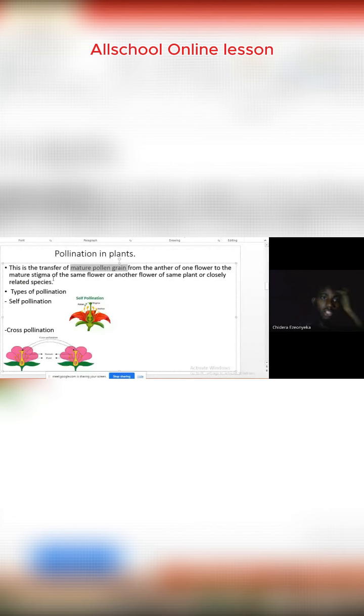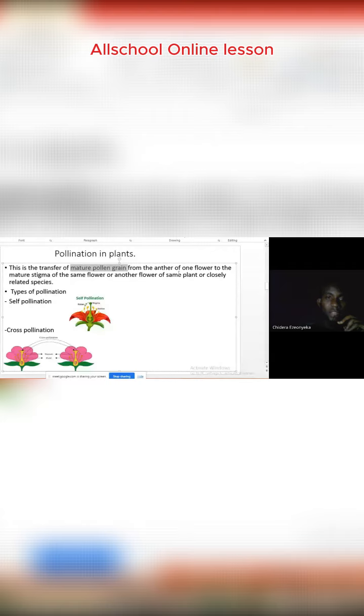This definition is just for you to understand that this transfer of pollen grain can be from the anther to the stigma of the same flower, or anther to the stigma of a different flower of the same plant, or anther to the stigma of another flower of a different plant or of the same plant.